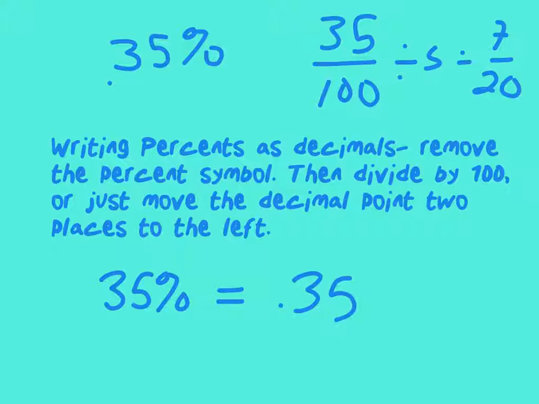And so how we're going to do that is we're going to remove the percent symbol. We're going to take it away. And then we're going to divide by 100. Or the simple way that I like to do it is you're just going to move the decimal point 2 places to the left. If you can remember that, you'll be golden. You could see that what I've done here is I've turned it into a decimal point, and then I moved it 2 places to the left, and that is 35% written as a decimal. Here are some examples.